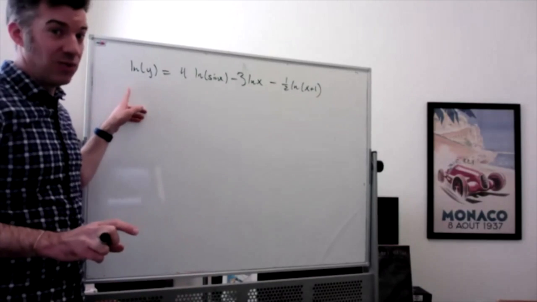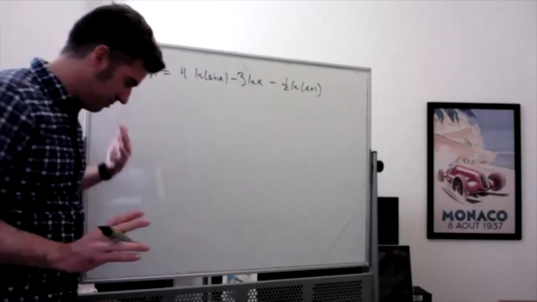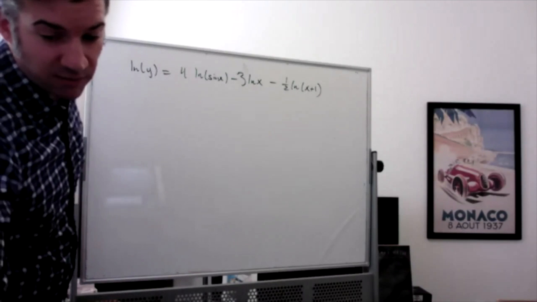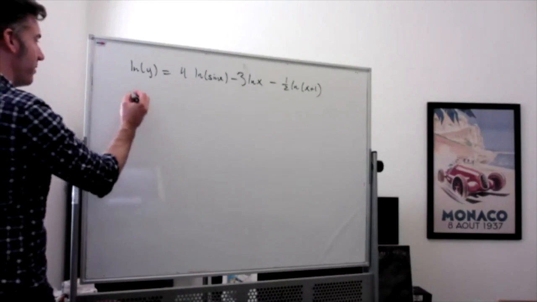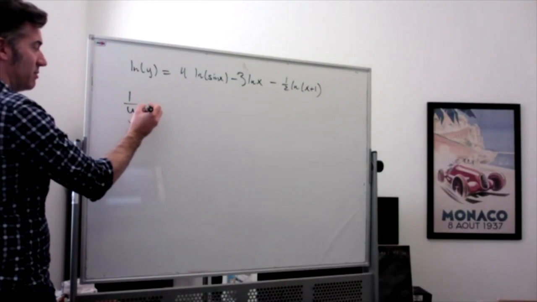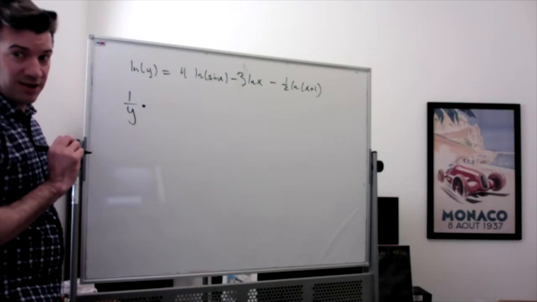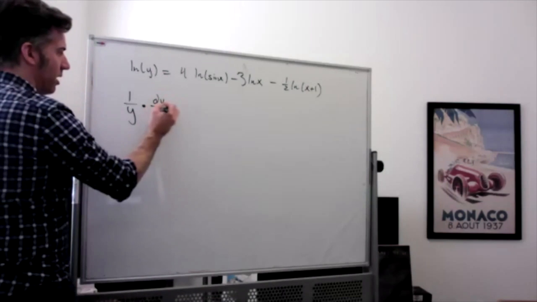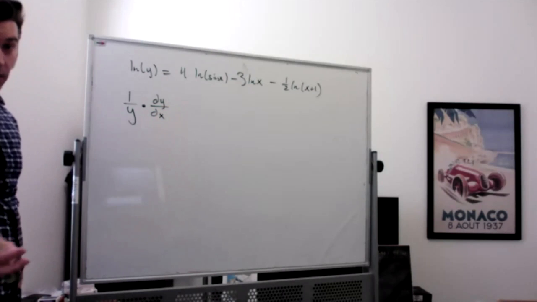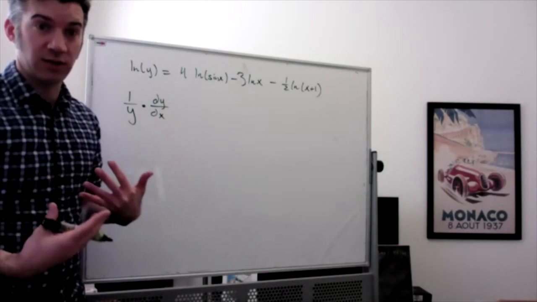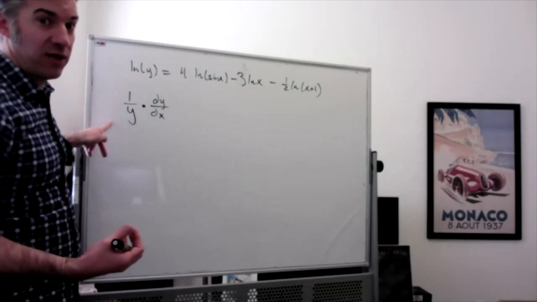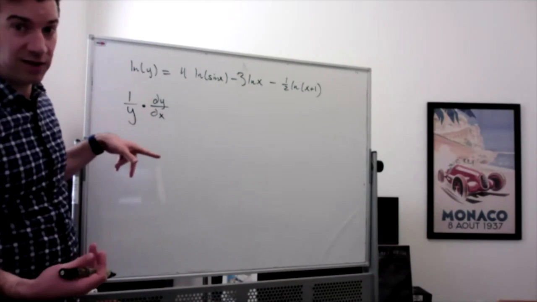So let me ask you guys, what's the derivative of the natural log of y? 1 over y? That's most of it. It is definitely 1 over y times something. dy dx. Exactly, dy dx or y prime, either way. Yeah, right, we're using implicit differentiation here. The derivative of natural log of a function of x is 1 over the thing times the derivative of that function of x.